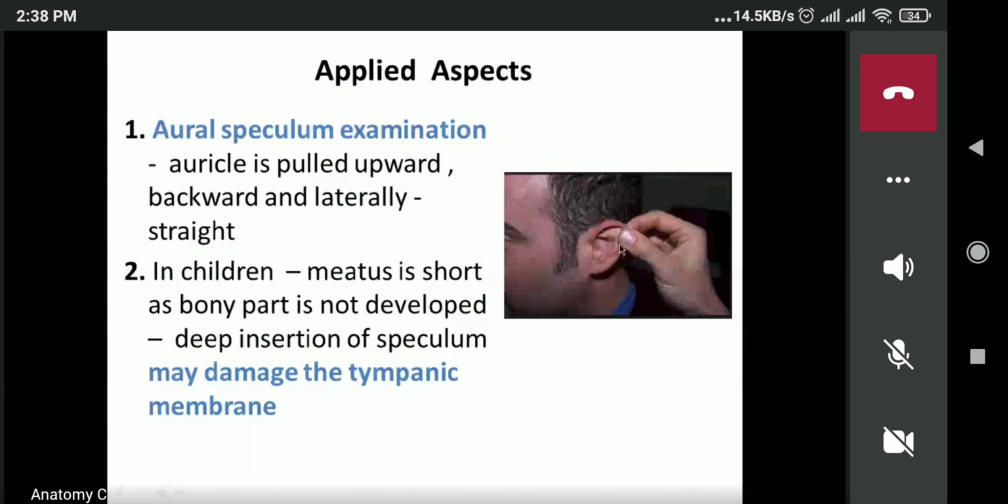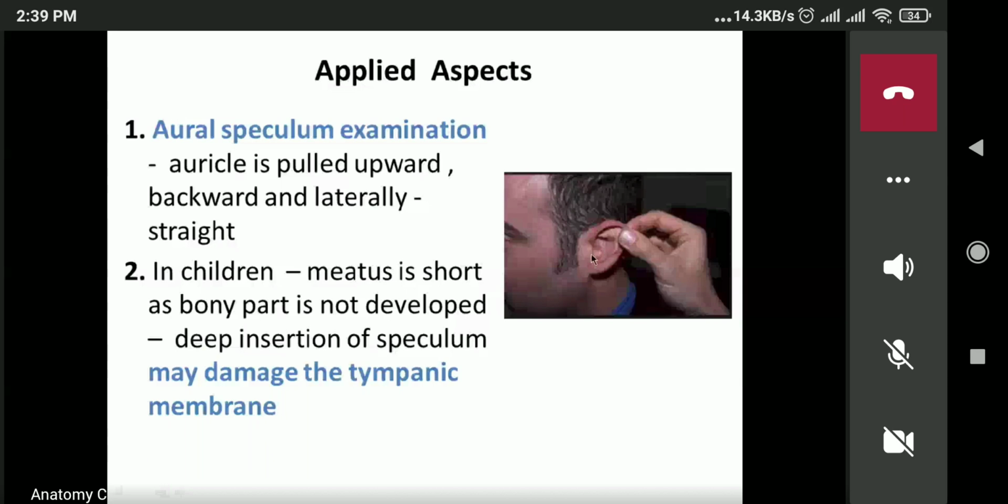Why? Because the external acoustic meatus is not straight, isn't it? It is an S-shaped or sigmoid-shaped curve. So to make the external acoustic meatus straight, you have to pull the auricle upward, backward, and laterally. Okay, so this you should know. Whenever you go for the aural speculum examination, the ENT specialist will pull your auricle like this, upward, backward, and laterally, and you should know the direction also.